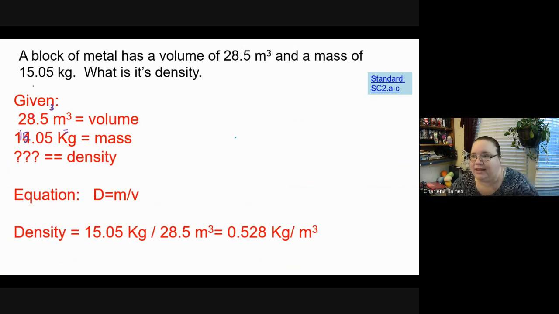And I can write the calculation either way. I can write it in a flat form, or I can write it the same way that I would plug it into that triangle. Get in the habit, ladies and gentlemen, of always showing your units. We do not want naked numbers. Every number needs a unit. So 0.528 kilograms per meter cubed.